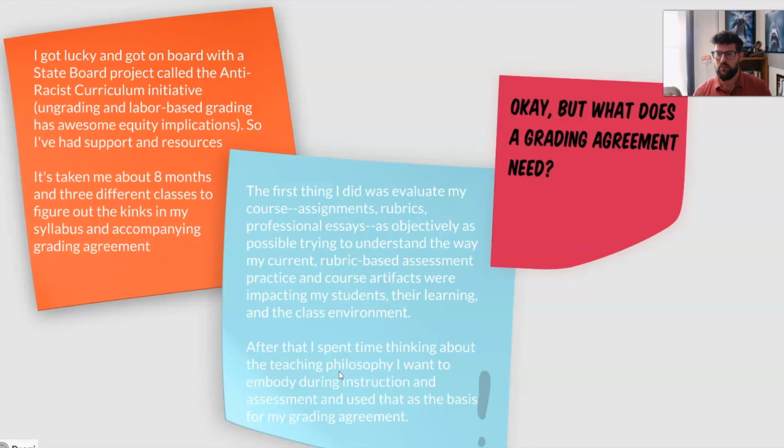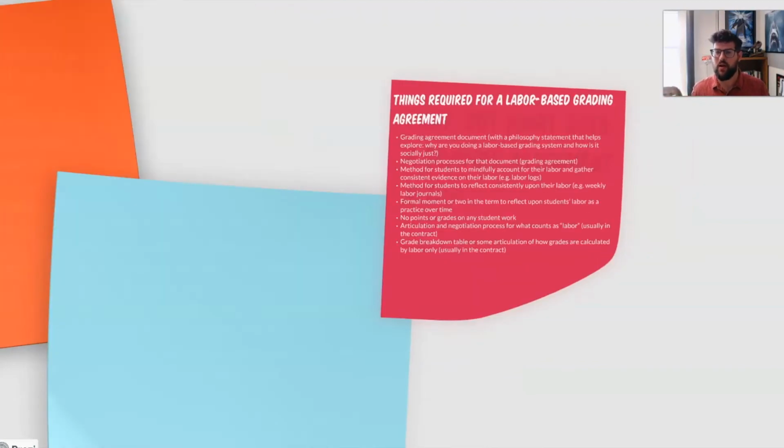And then in formulating that philosophy, I'm using it as a basis for my grading agreement, so I can explain to students why you're now being assessed this way when you've never been assessed this way before, for most of them, right? They're going to need some background for it. There are some specific things that a grading agreement needs. It's not just we're not going to grade. There's a really specific mechanism for how grades are worked out.